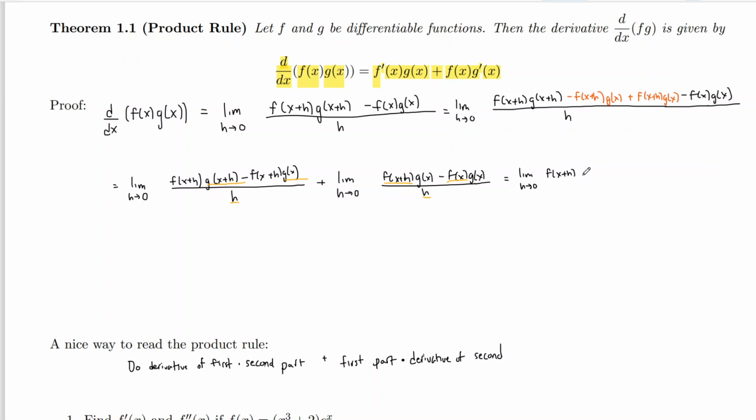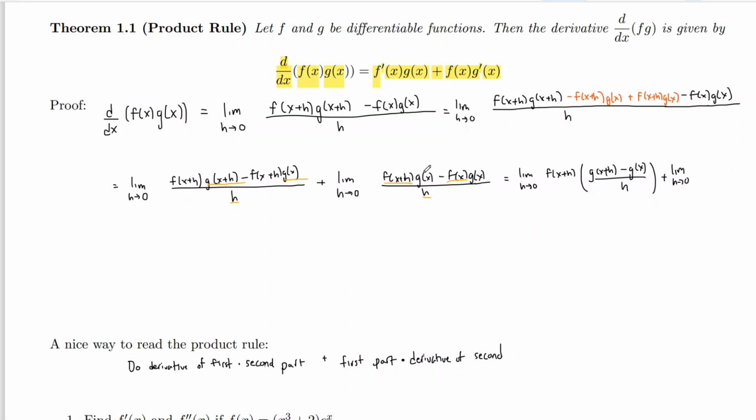And when I factor it, I'm actually going to write it like this. I'm going to write it in front, and then I'm going to do a big parentheses for g of x plus h minus g of x over h. So I'm factoring out the f of x plus h in the first one, and what I'm left with is what's underlined. Then I'm going to add, I'm going to do the limit as h goes to 0.